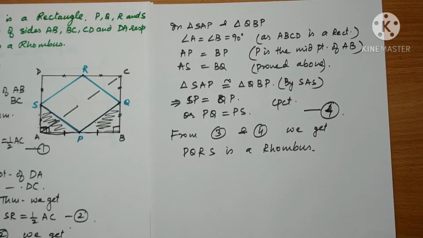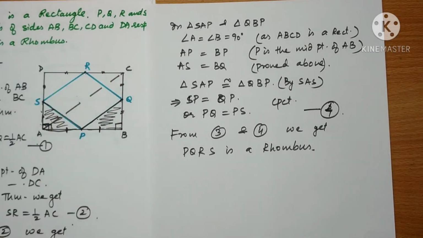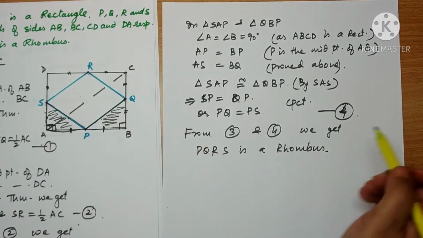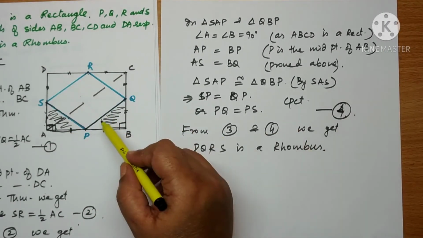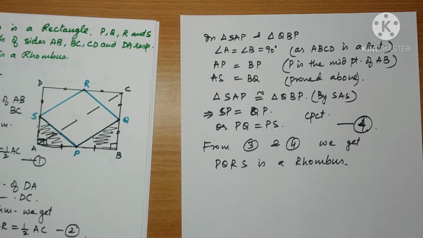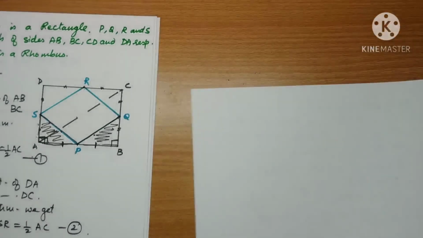See, PQRS is a parallelogram. This is proved in the result 3, and adjacent sides equal is proved in 4. So a parallelogram with one set of adjacent sides equal is a rhombus. So we have used this property, children, here.